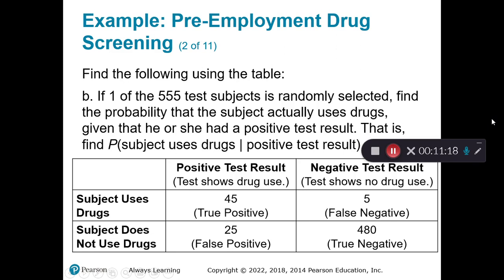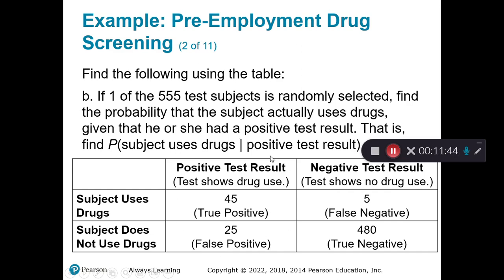Part B of this question is, if one of the 555 test subjects is randomly selected, find the probability that the subject actually does use drugs, given that we know the person had a positive test result. So if we know the person had a positive test result, then we're really only interested in this first column.